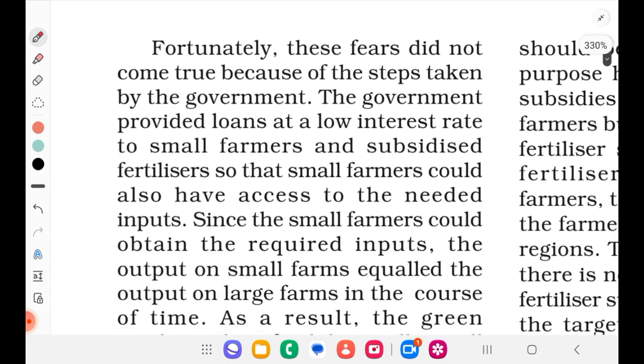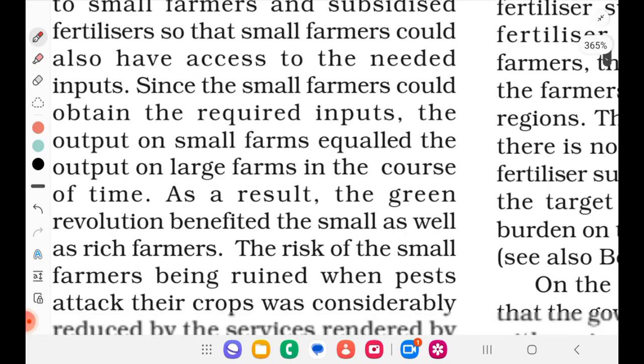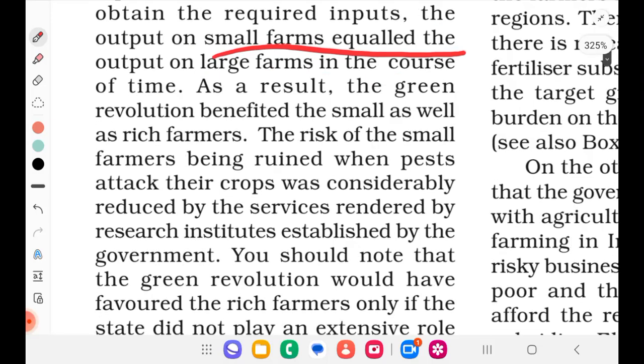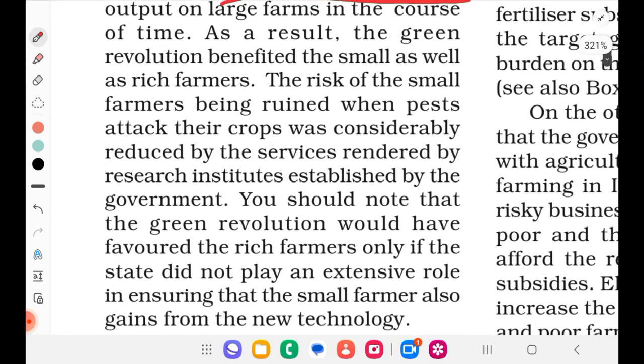Fortunately, these fears did not come true because of steps taken by the government. The government provided loans at a low interest rate to small farmers and subsidized fertilizer so that small farmers could also have access to the needed inputs. Since the small farmers could obtain the required input, the output on small farms equaled the output on large farms in course of time. As a result, the Green Revolution benefited the small as well as rich farmers.